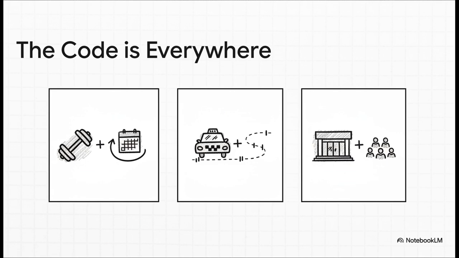Think about a gym membership. There's the one-time joining fee, that's your starting point, and then there's the monthly cost, that's your rate of change. Or a taxi fare. The fee just for getting in is the starting point, and the cost per mile is the rate of change. It's the same exact code.